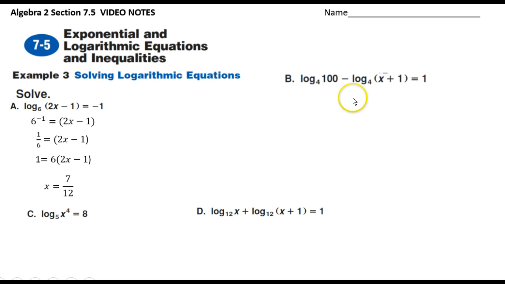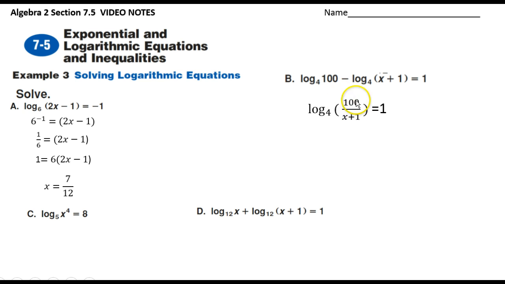All right, we're going to jump up here to example B, 3B. Is this expression a single log equals something? No. But we have a minus sign between these two logs, and the two logs have the same base. So the rule for minus, remember, this was example 2, is to take the 100 and the x plus 1 and divide them. When we have two logs being subtracted, and they're the same base, we divide the numbers that are behind the log. So we divide 100 by x plus 1.